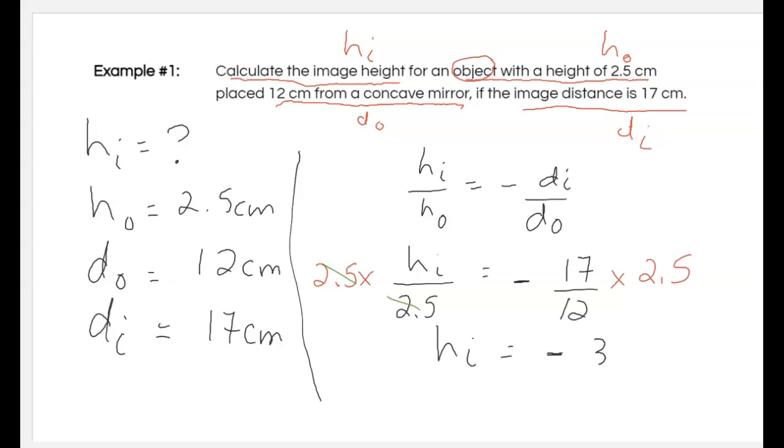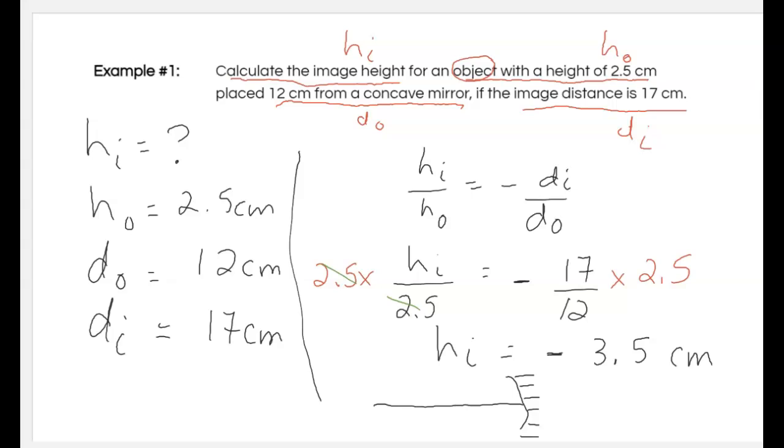And so just typing that into my calculator, HI is equal to negative 3.5 roughly centimeters. Good. So now, what does that tell me? Well, that tells me that my image happens to be inverted, right? So if I were to draw this out just to make sense of my answer here, here's my concave mirror, and I've got my image and my object on opposite sides of the principal axis, right? So if my object height was 2.5 centimeters, then my image height is larger and inverted, right?